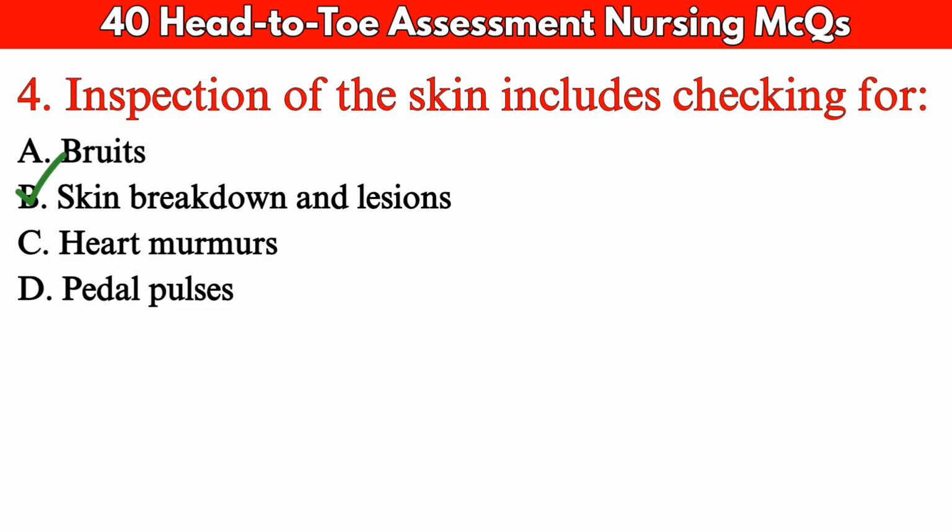Inspection means using the eyes only. Skin breakdown, wounds, rashes, and lesions can be visually observed. Bruits and heart murmurs require auscultation with a stethoscope, while pedal pulses require palpation. You cannot see sounds or feel pulses during inspection.